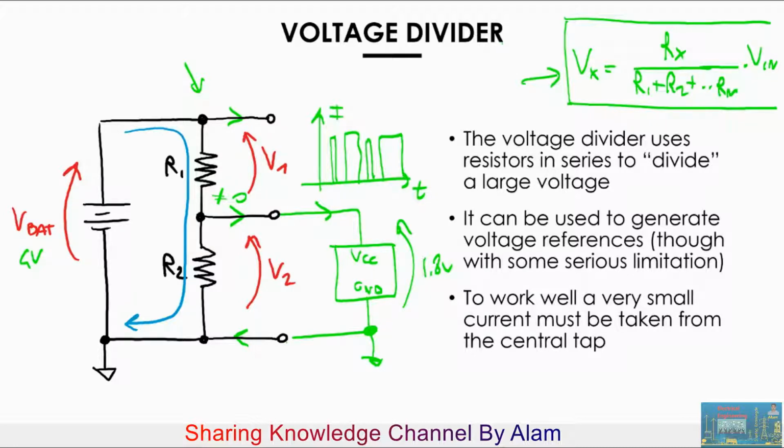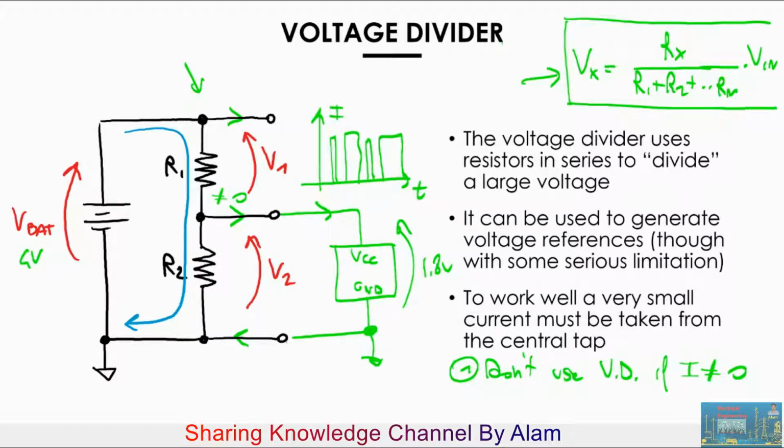Well, how can you solve the problem of a voltage divider where the central tap is actually using some current? There are two ways to approach this. The first way is: don't use the voltage divider if the current is different than zero. What I'm trying to say is that you should use the voltage divider only in cases where the current at the central tap is zero.